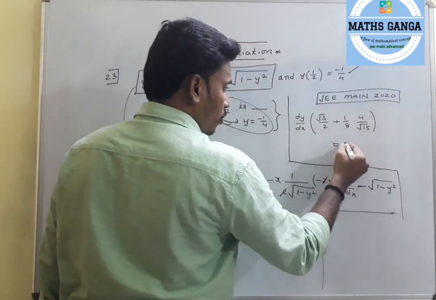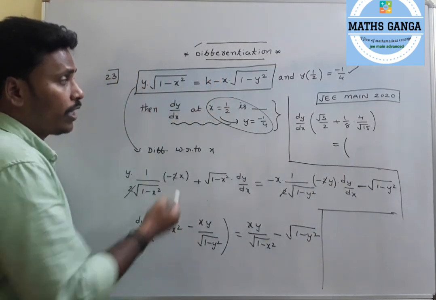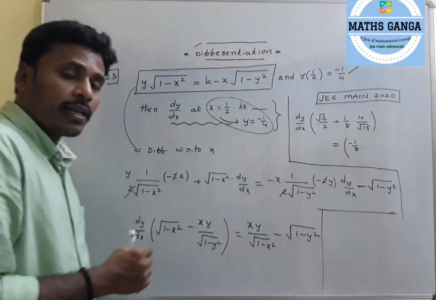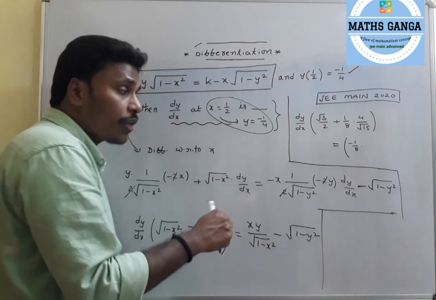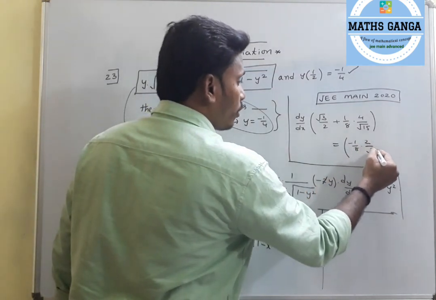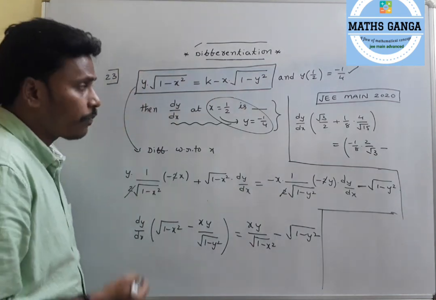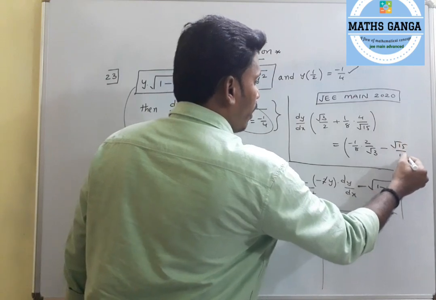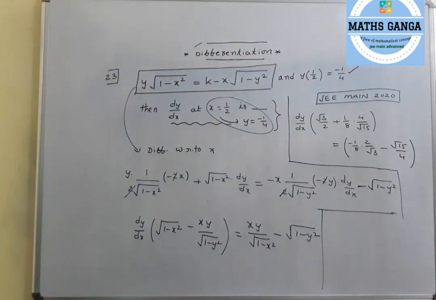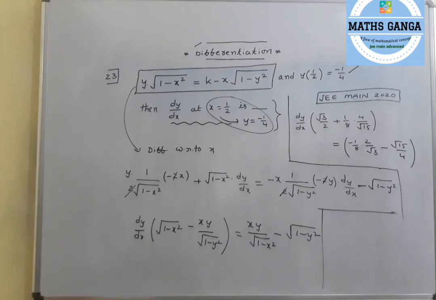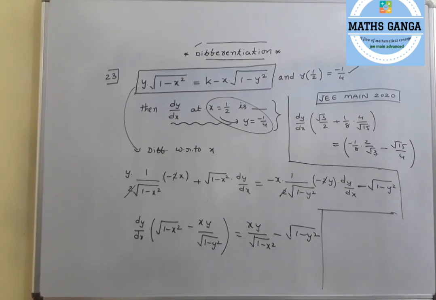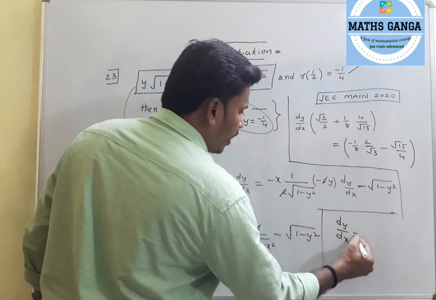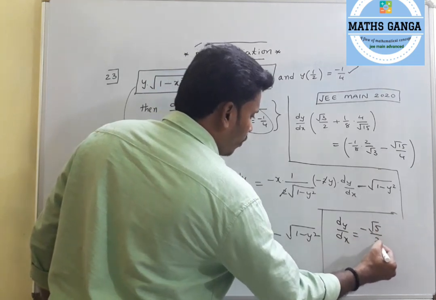Okay. This is equal to the right side, xy. xy is minus 1 by 8 into root 1 minus x square, which is root 3 by 2. Since root 1 minus x square is in the denominator, we will write it like this, 2 by root 3. Minus root 1 minus y square. y is minus 1 by 4, y square is 1 by 16, and on simplification this is root 15 by 4. You just have a look. You just try to simplify. On simplification, you will get dy by dx is equal to minus root 5 by 2 finally.